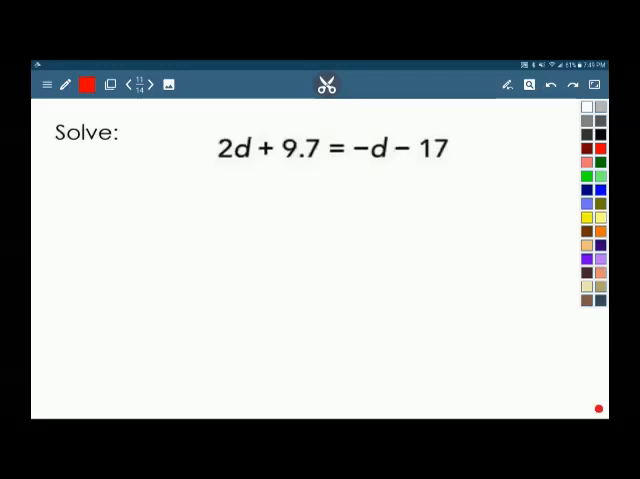Sorry, accidentally got rid of the numbers there. Okay, I don't see anything on the left side. Okay, we can't combine 2d and 9.7 together. Those are not like terms. I don't see anything on the right side that we need to simplify. Can't put anything together. D and 17, again, not like terms.